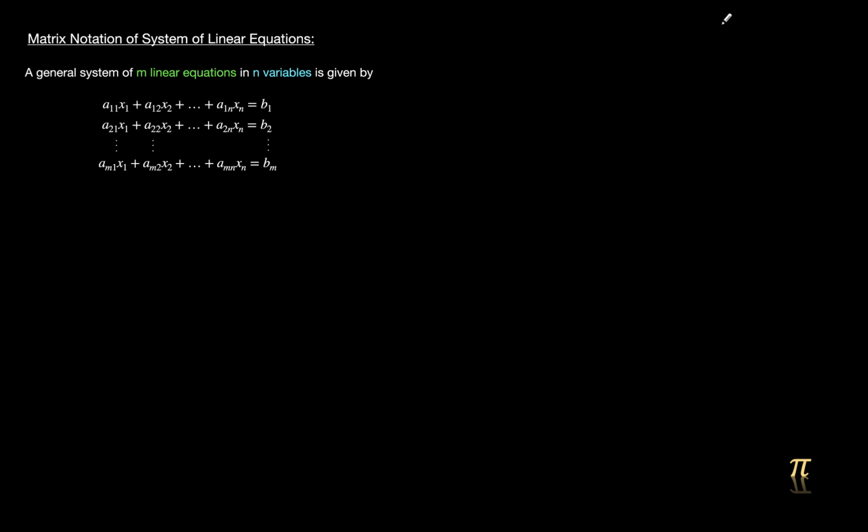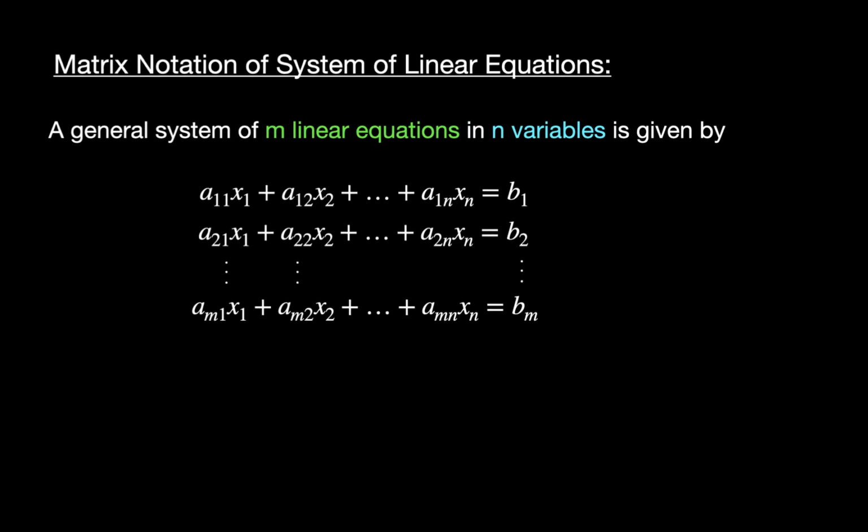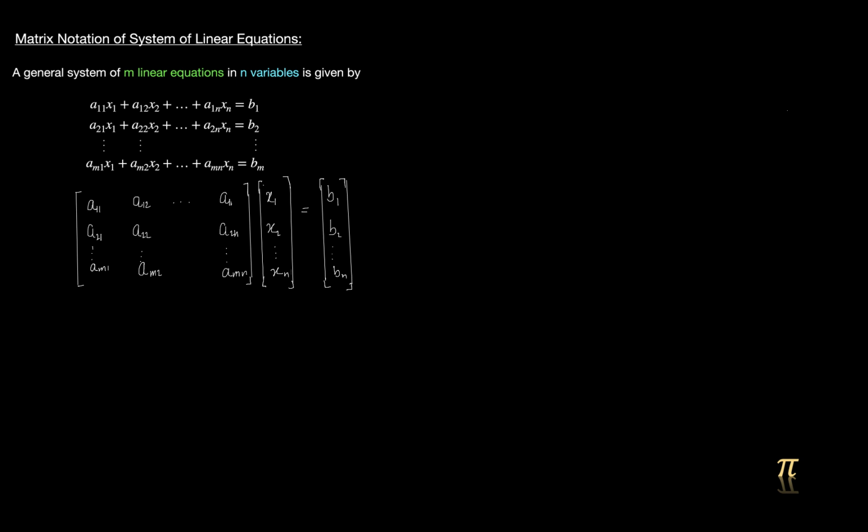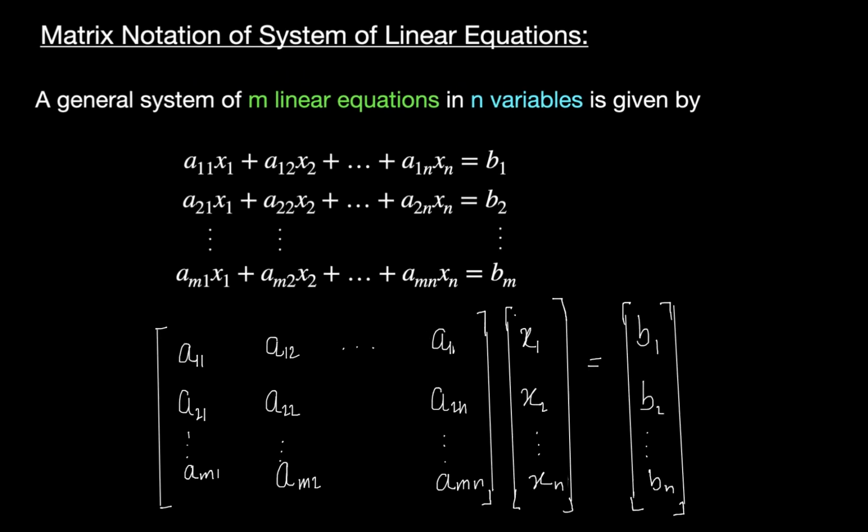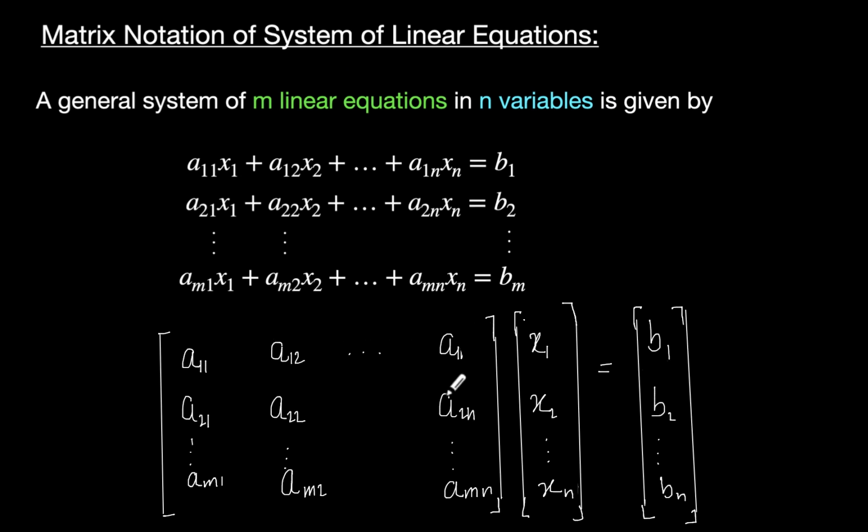For example, suppose we have a system of m linear equations in n variables. Then this system of linear equations can be written in matrix form as this equation. If you see here, we have three matrices. The first one is the matrix of the coefficients of the variables, another is the matrix of the variables, and the third one is the matrix of the scalars. In the first matrix, the first column is the coefficients of the variable x1, the second column is the coefficients of the variable x2, and the nth column is the coefficients of the variable xn.